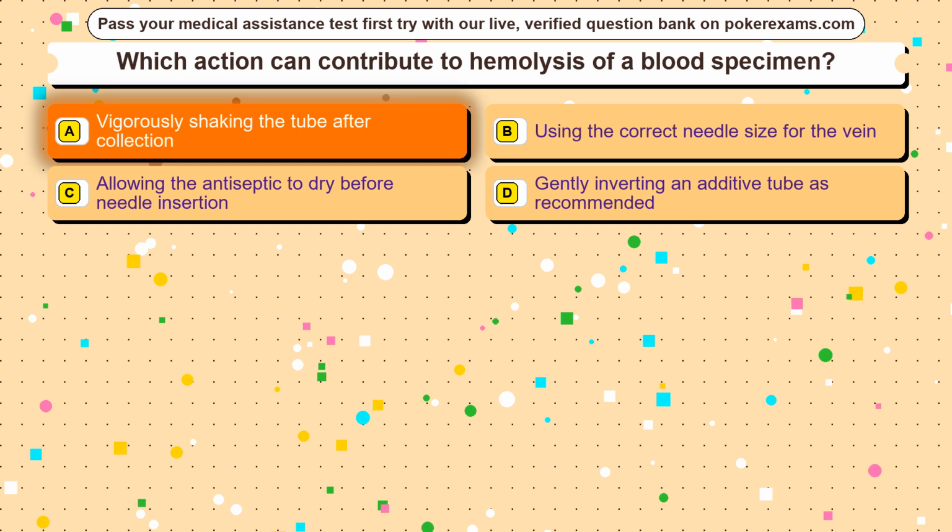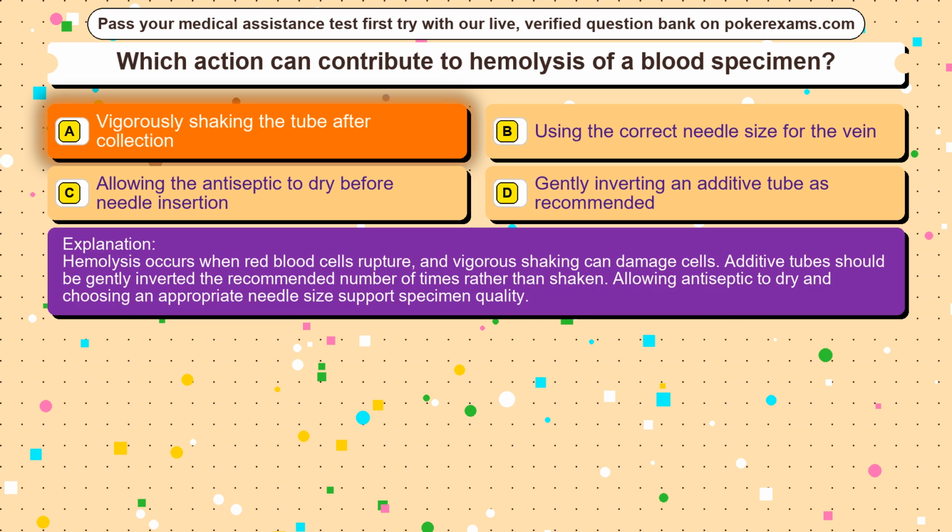The correct answer is option A. Vigorously shaking the tube after collection. Hemolysis occurs when red blood cells rupture, and vigorous shaking can damage cells. Additive tubes should be gently inverted the recommended number of times rather than shaken. Allowing antiseptic to dry and choosing an appropriate needle size support specimen quality.